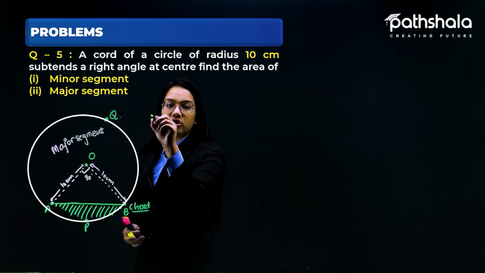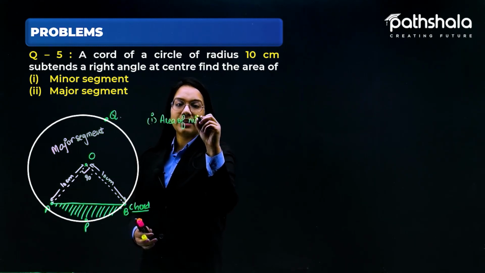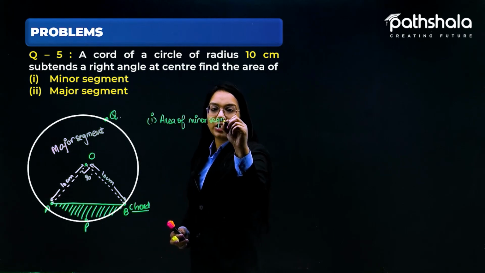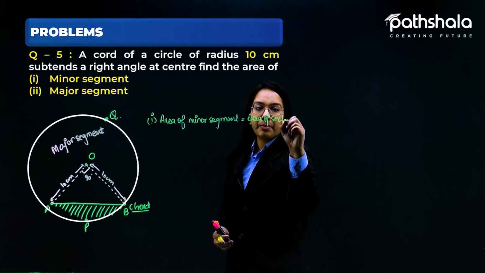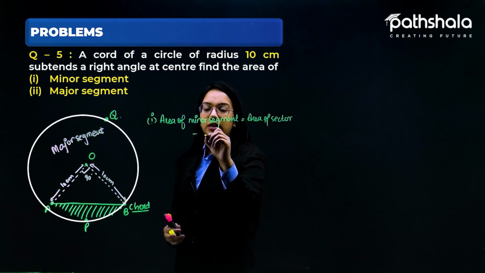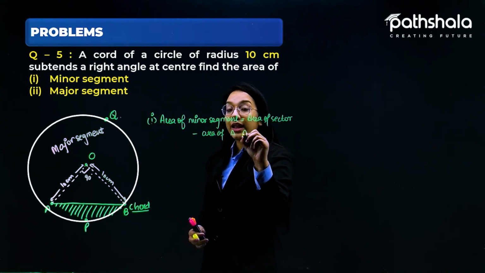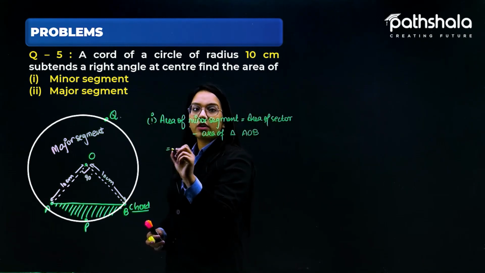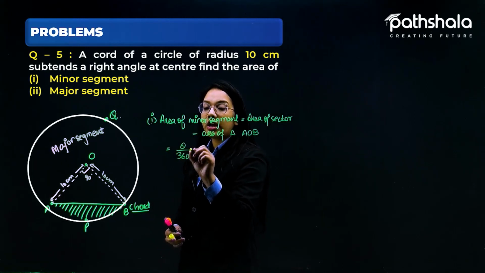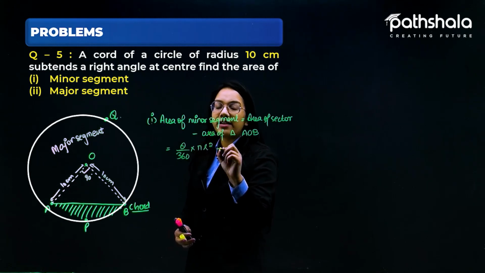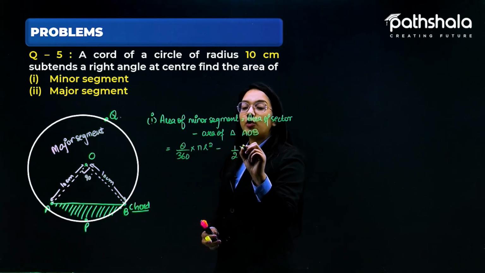So let us start with the very first part. The area of the minor segment is equal to the area of the sector minus the area of the triangle that I am taking, AOB. Now let's find the area of the sector. We know that the area of the sector is theta by 360 into pi r squared, minus the area of the triangle, which is half into base into height.